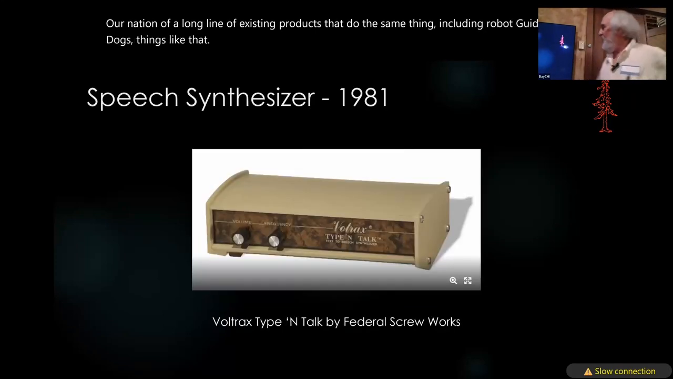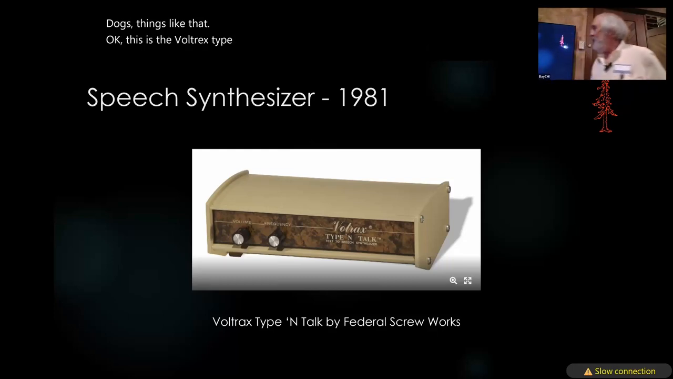Okay, this is the Votrax Type and Talk. Who remembers this? Okay, this is 1981. I had one of these, and this had a serial port, and you just typed to it, and it would speak it. So that was really neat.